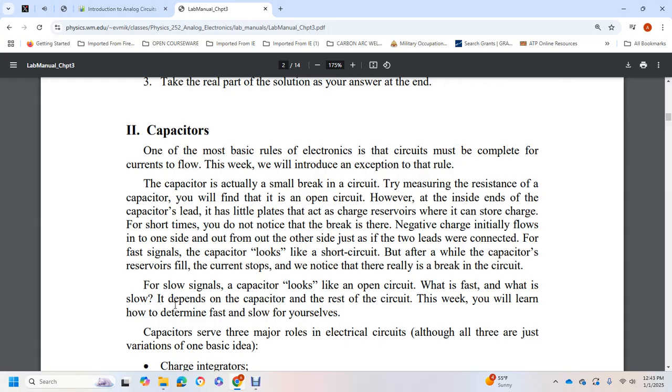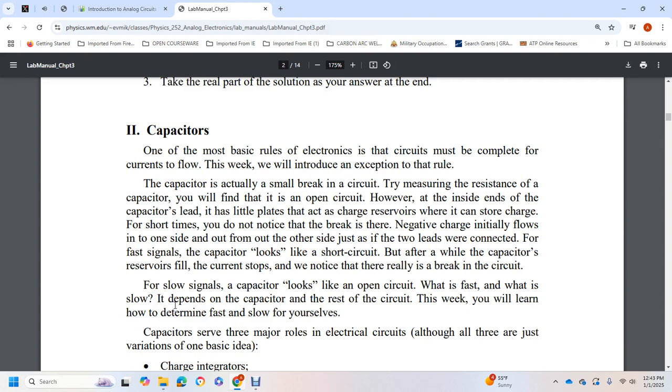Capacitors are reservoirs which can store charge for some short time. Initial flow goes in one side and out from the other side, with the two leads connected. For fast signals the capacitor looks like a short circuit, but after a while the capacitor reserves the available charge and current. For slow signals the capacitor looks like an open circuit.